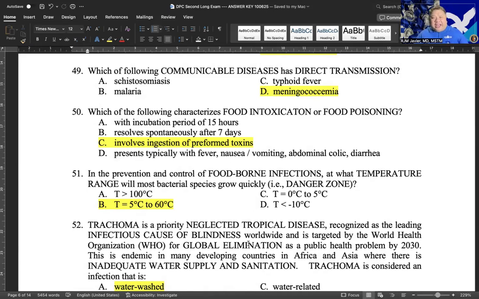Most food intoxications would resolve within 24 hours, and because you just ingested the preformed toxins, you do not expect systemic clinical manifestations such as your fever, nausea, vomiting, abdominal colic, or diarrhea, which are more commonly encountered in your food infection rather than your food intoxication.